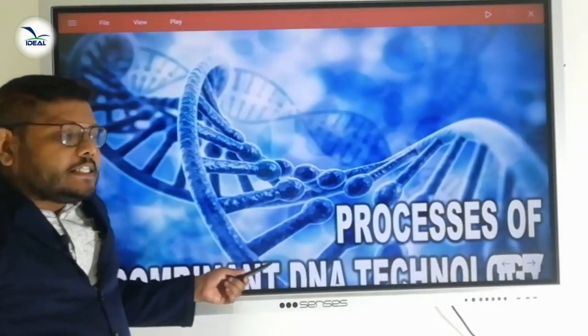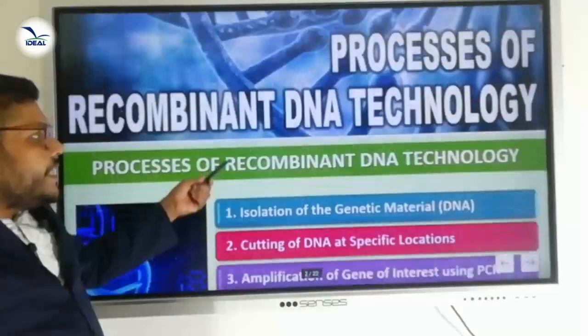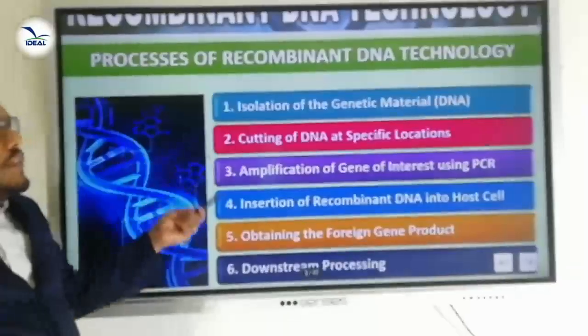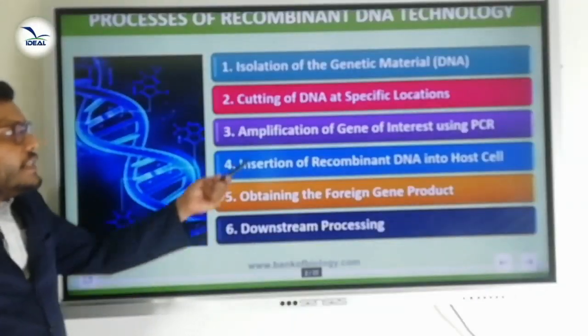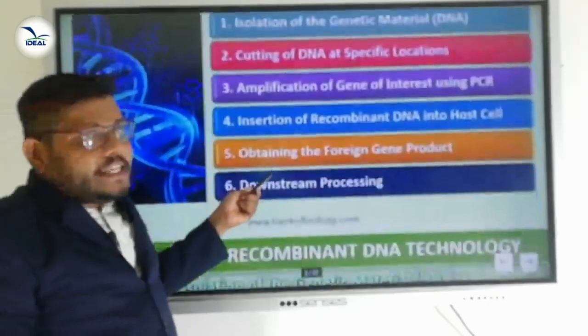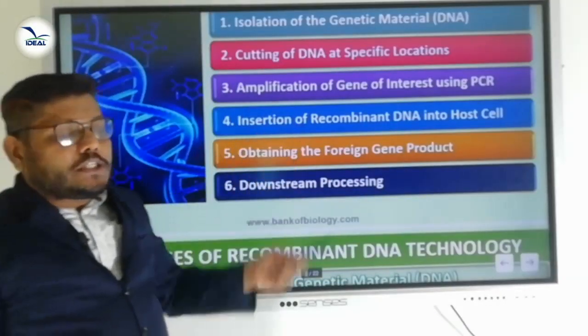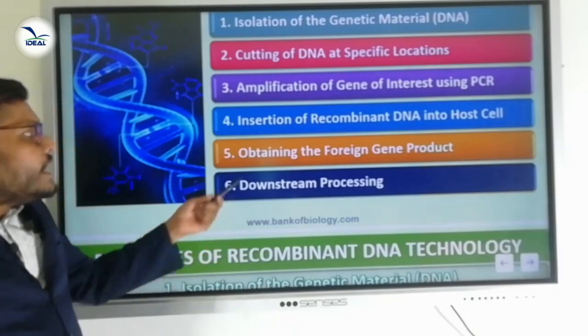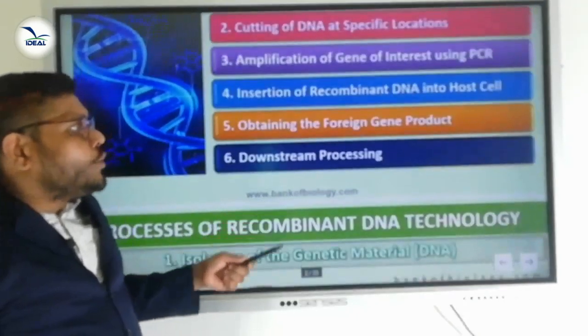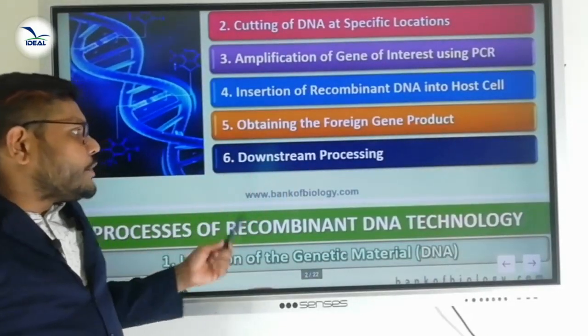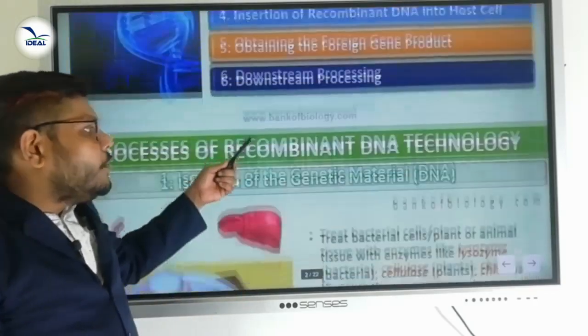Next we are going to discuss the process of recombinant DNA technology. It involves isolation of the genetic material, that is DNA. Then cutting of DNA at a specific location, amplification of the gene of interest using PCR, insertion of recombinant DNA into the host cell, obtaining the foreign gene product, and finally the downstream processing.